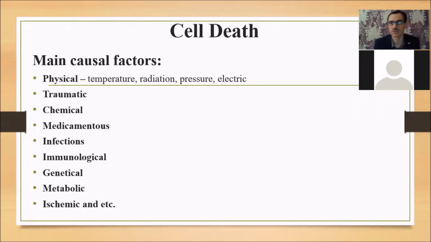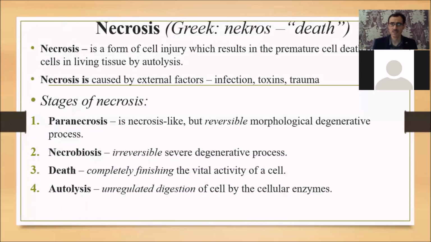The main causal factors of necrosis are physical factors such as temperature, radiation, pressure, electric and mechanical trauma, chemical agents, drugs or medicines, many infections, immunological factors, genetic factors, metabolic factors, ischemia, etc. There is a huge group of causal etiological factors of necrosis. As we said, necros means death in Greek. Probably you heard about the necropolis, what the cemeteries are called in some European cities.